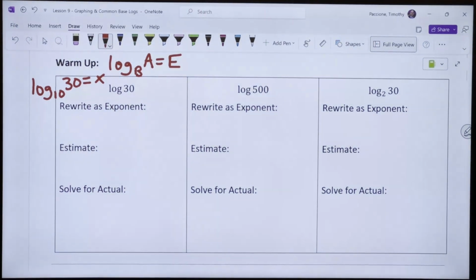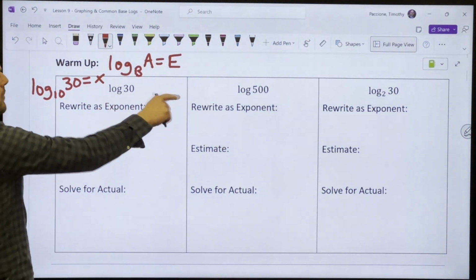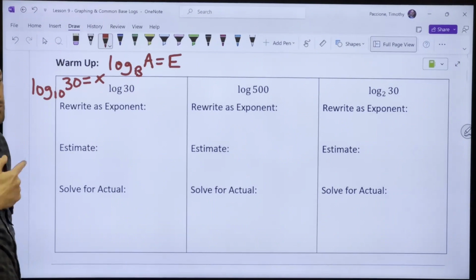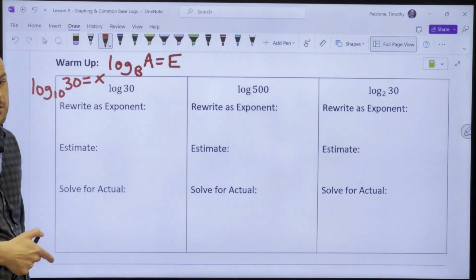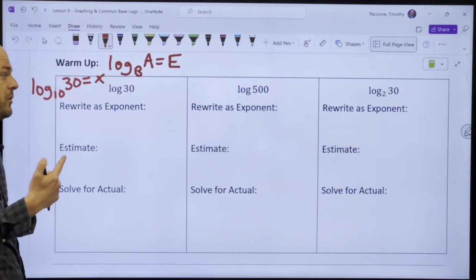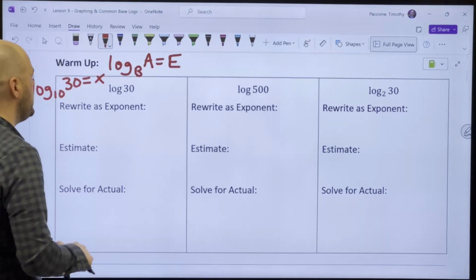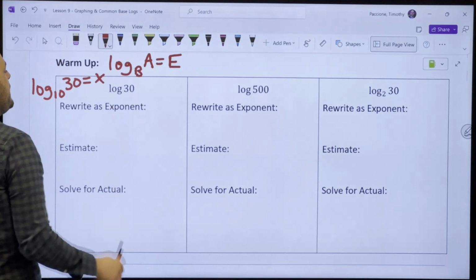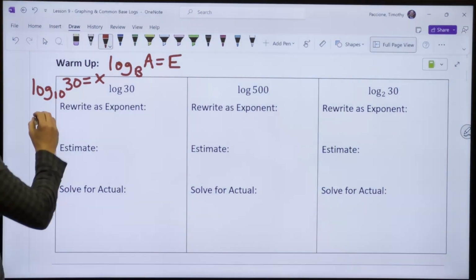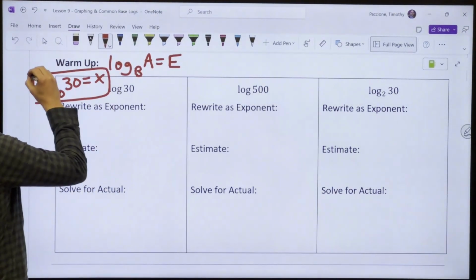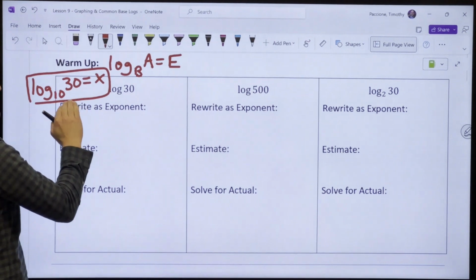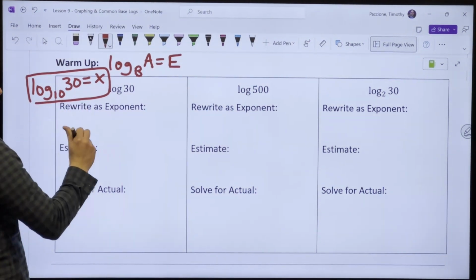Now I will say that log of 30 and log of 500, you wouldn't go through all this trouble for. You can just put that right into your calculator. You can do log 30, enter, and get an answer. But we're practicing a skill, so we're going to prove that we would get the same answer. So this is your new log. Now I've got all the pieces, so I can rewrite it as an exponent.